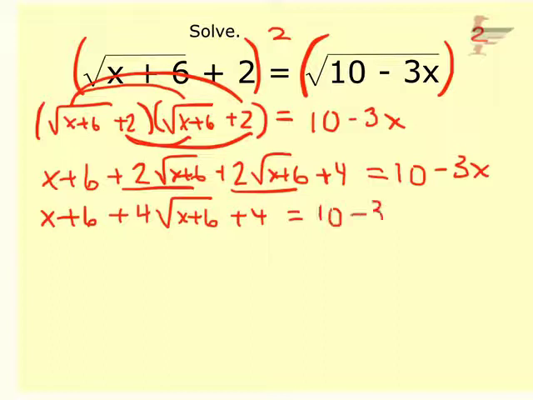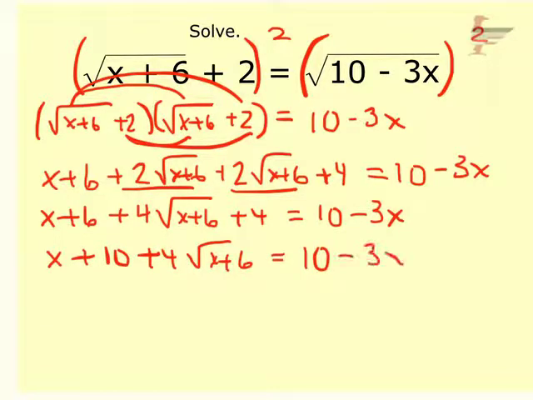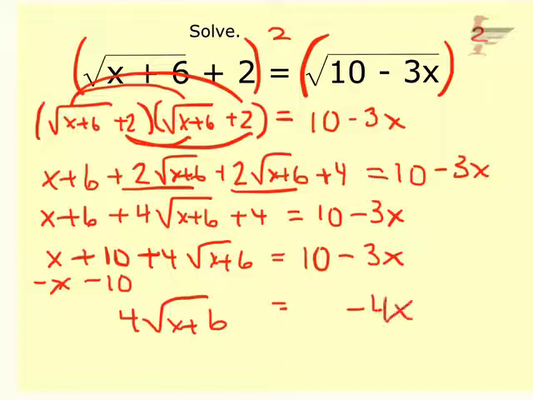And now I'm ready to just kind of get some like terms together. So now I still have a radical, unfortunately. So I'm going to try to isolate this one by getting all this other stuff over the other side. So let me simplify a little bit more here. x plus 10 plus 4 root x plus 6. Okay, now I'm going to subtract my x over, and I'm going to subtract my 10 over. So if I subtract x, I'm going to have a minus 4x, and if I subtract 10, my 10's cancel out.